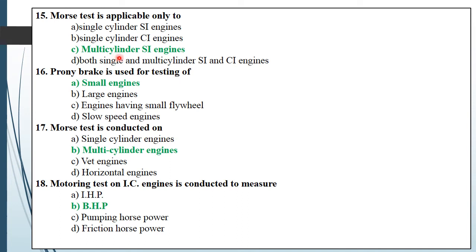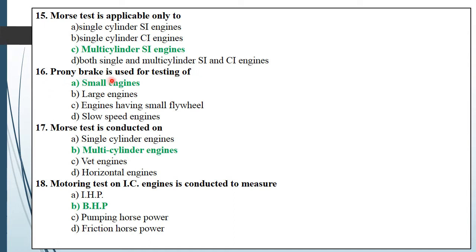If we eliminate the single cylinder part, only multi cylinder SI and CI engines would be correct, but here the option says both single and multi cylinder, so it is wrong. Multi cylinder SI engine is correct, and multi cylinder CI engine, if it were given, would also be correct. If an option said both B and C, that would also be correct. But focusing only on this question, the correct answer is multi cylinder SI engine.